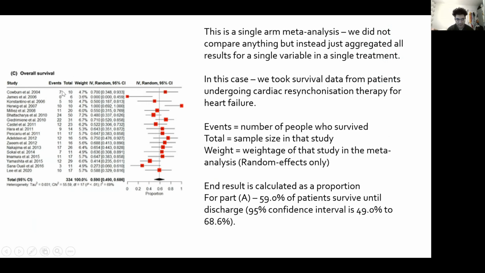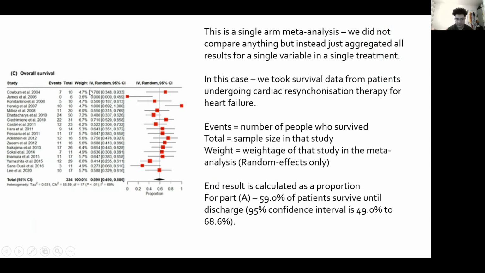So when we say events, that is the number of people who exhibit the outcome of overall survival. So events is everyone who survived. The total is, as you can imagine, the total number of patients within that study, so the sample size. You don't really need to worry too much about weightage.